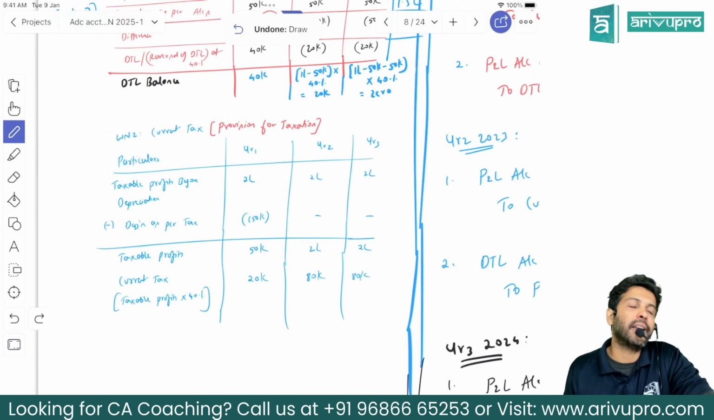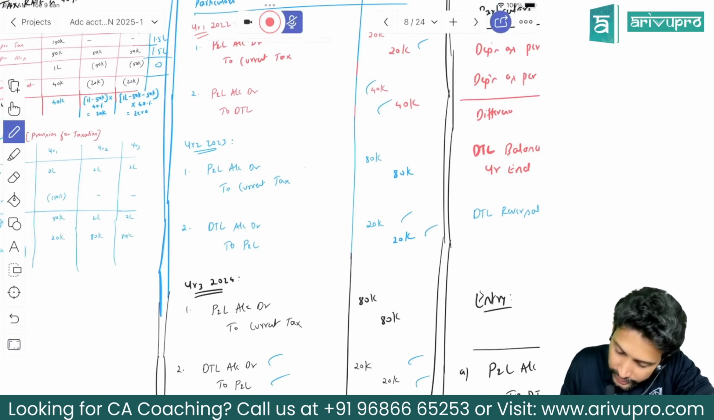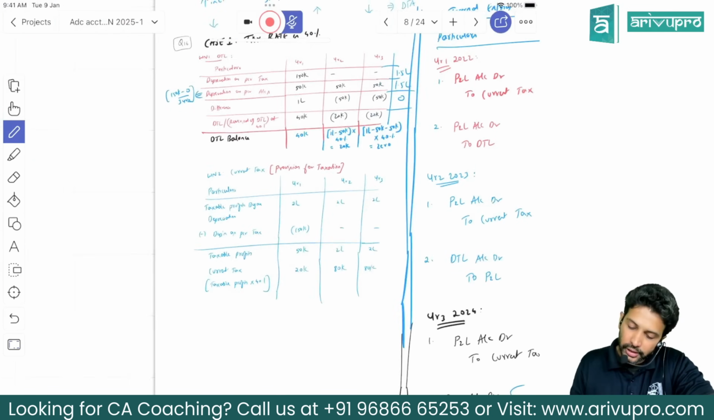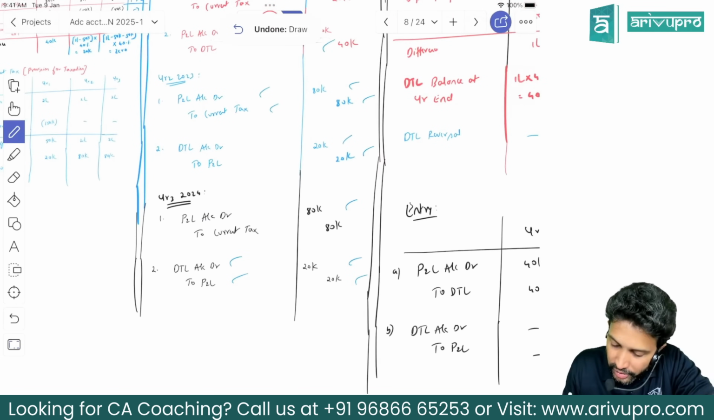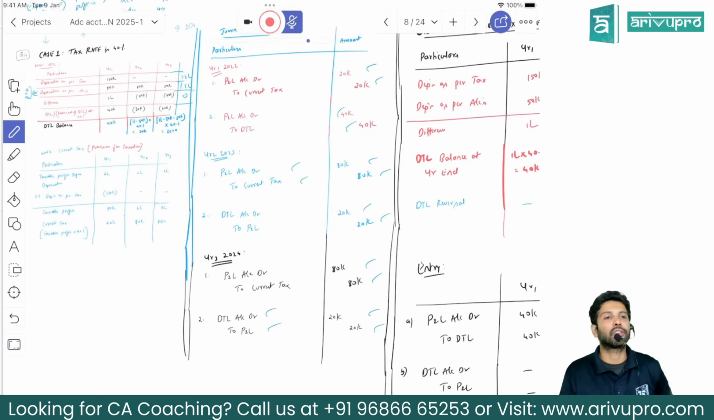80,000. So what is the entry? P&L account debit to current tax. How much value? 80,000. Third year, what is the current tax? 80,000. So the entry will be still P&L account debit to current tax 80,000, 80,000. That's all this question is all about.